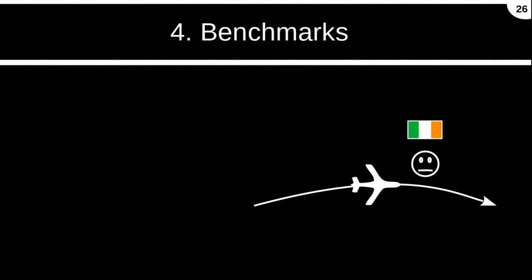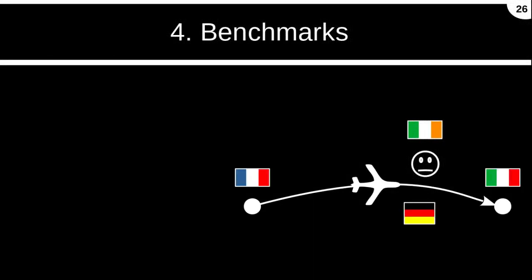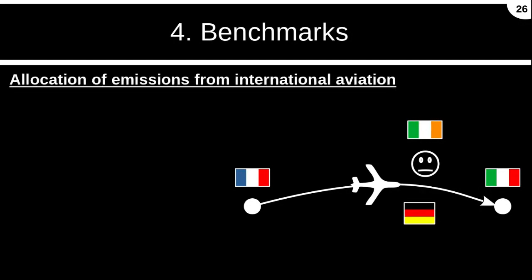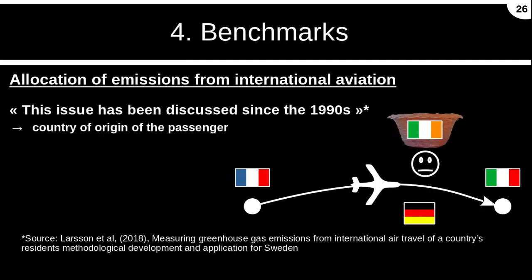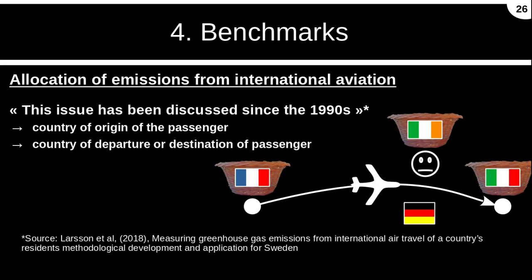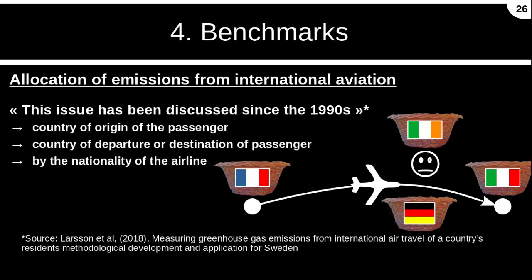Why? Well, imagine an Irish passenger flying from Paris to Rome with the German airline Lufthansa. Which allocation rule should be used for these emissions of international aviation? This issue has been widely debated because, of course, no country wants these emissions in its basket. Should the emissions be allocated to Ireland because the passenger comes from Ireland, or France or Italy, the countries of departure and destination? Or Germany, because Lufthansa is a German airline? I'm not going to detail all the allocation rules that could be applied. The winner for the widely used Kyoto basket was no allocation to any country.